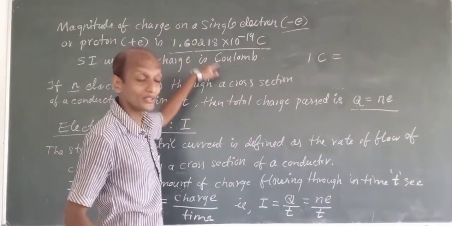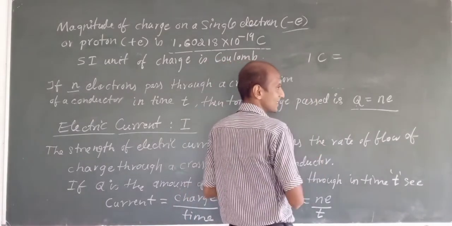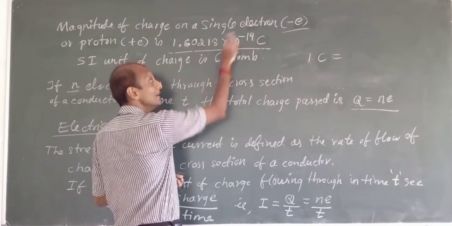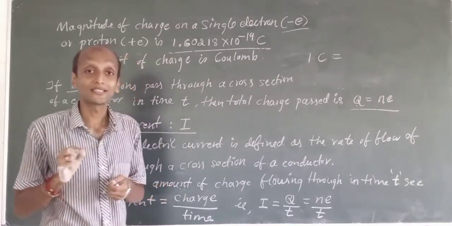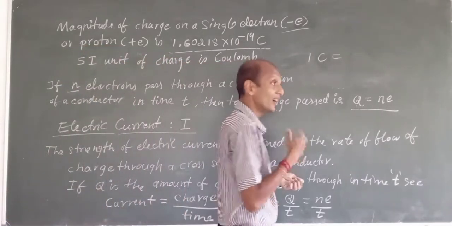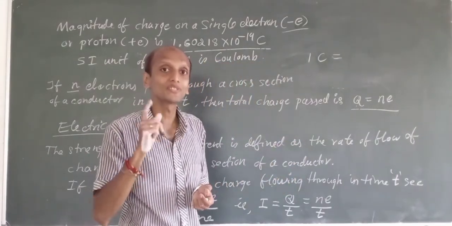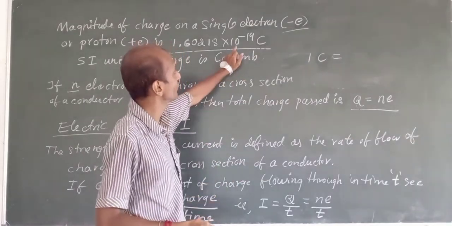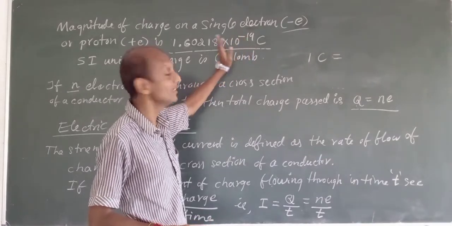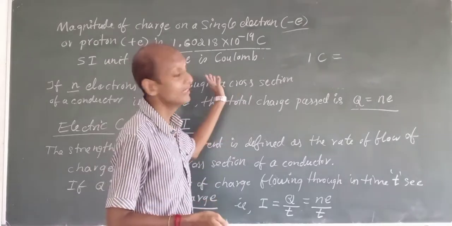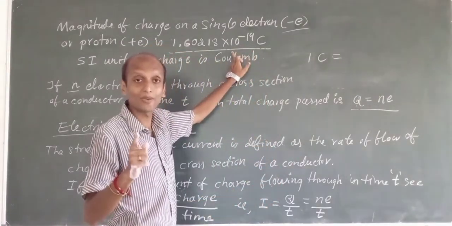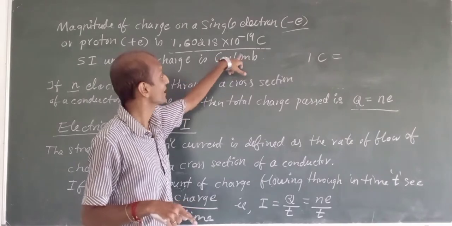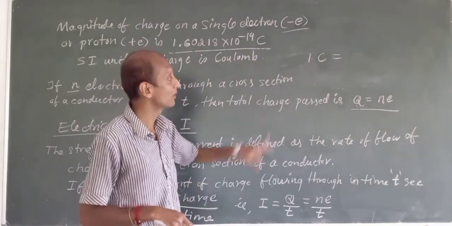What is the charge on 1 electron? It is 1.60218 into 10 power minus 19 coulombs, isn't it? That is the charge carried by 1 electron. So if I have to calculate how many electrons together will make 1 coulomb of charge, this is how I will calculate. The magnitude of the charge carried by 1 electron is 1.60218 into 10 power minus 19 coulombs.